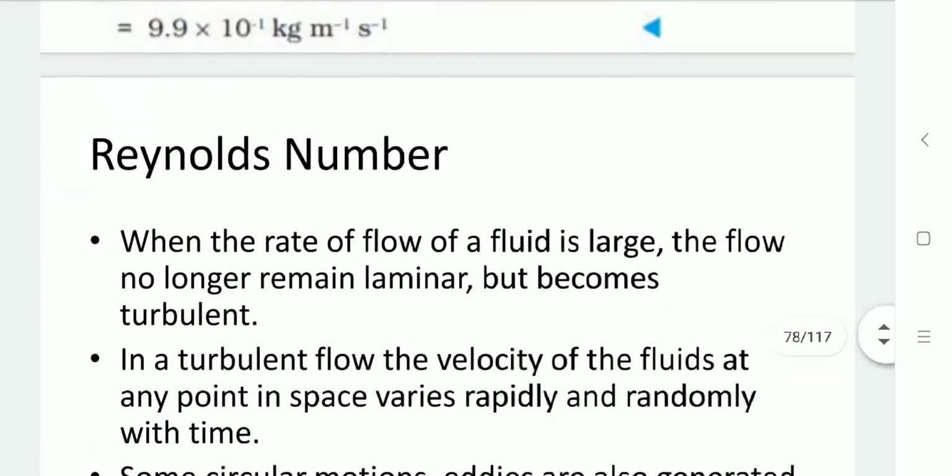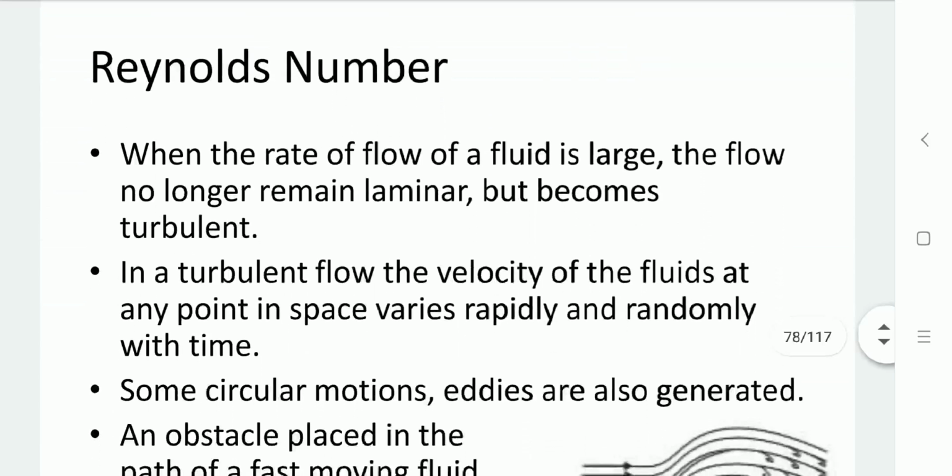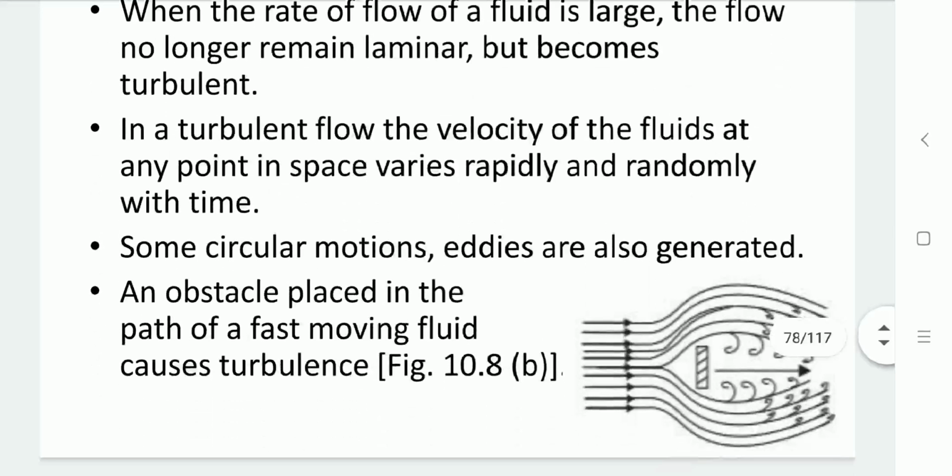Now, Reynolds number. Here when the rate of flow of fluid is larger, the flow cannot remain constant, cannot be laminar, and it becomes turbulent, as we can see in the diagram. Here the initial lines are constant, which gives the laminar flow of fluid, and then it becomes turbulent.